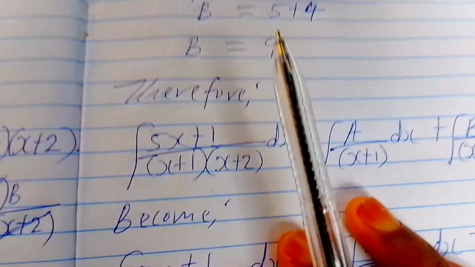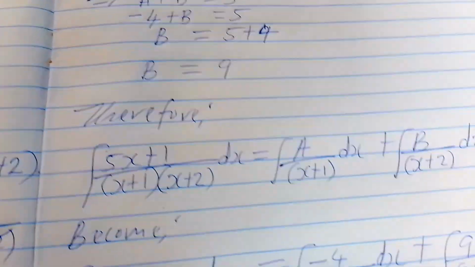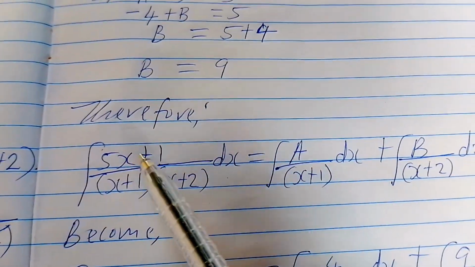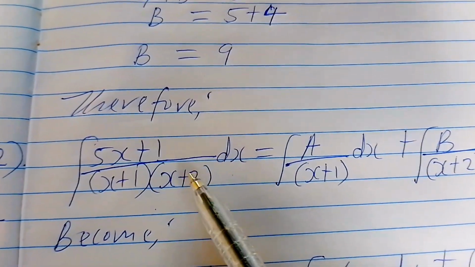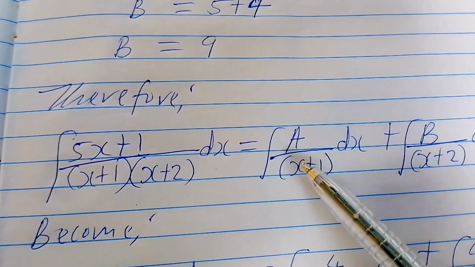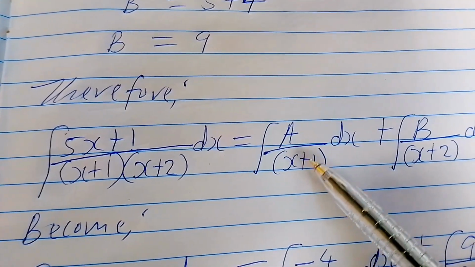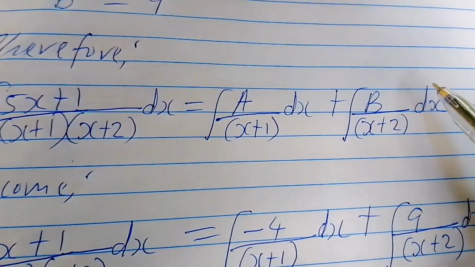Now therefore we're going to substitute the values of b and a into what we stated initially, because we know that the integral of 5x plus 1 all over x plus 1 bracket x plus 2 dx is the integral of a all over x plus 1, the first denominator, plus the integral of b all over x plus 2, the second denominator.